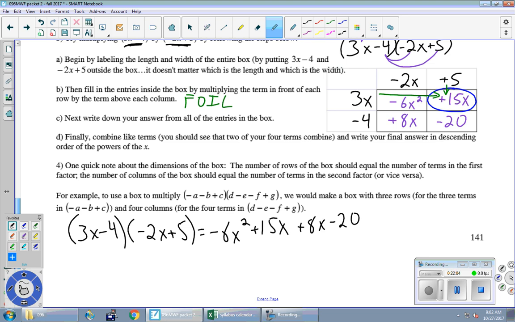And this answer is almost done. Of course, we have to combine like terms anywhere we see them. Negative 6x squared. Nobody goes with that term. But the two ones in the middle, the 15x and the 8x, they combine. What do we get? Plus 23x. And then the minus 20 we're just copying. And that's it. Questions on that one?